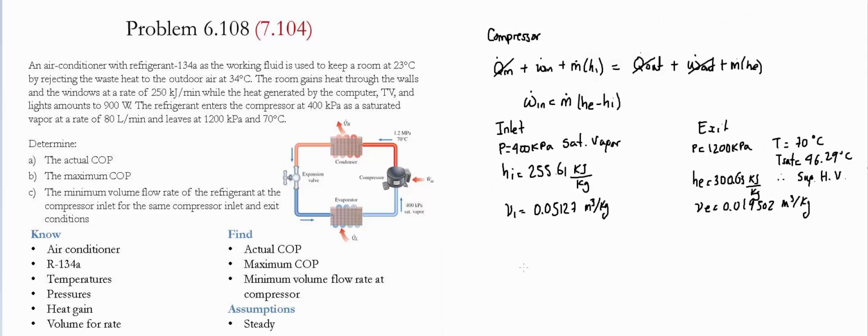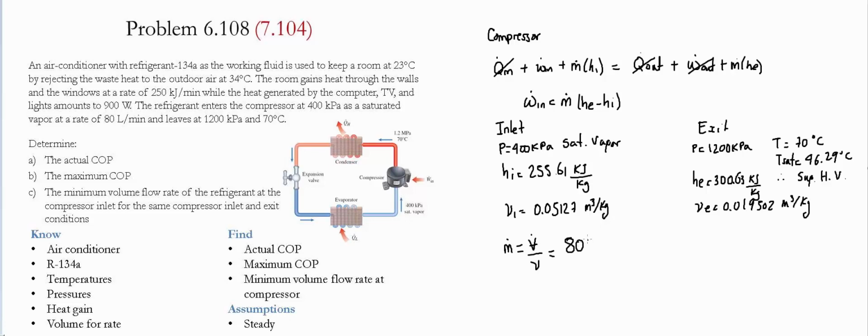So this is a summary of the values that we obtain in the tables for the inlet and for the outlet. Now our next step is to calculate the mass flow rate. The mass flow rate is simply going to be calculated by taking the volume flow rate that was provided divided by the specific volume, and we're going to use the information at the entrance since that's the value that was provided.